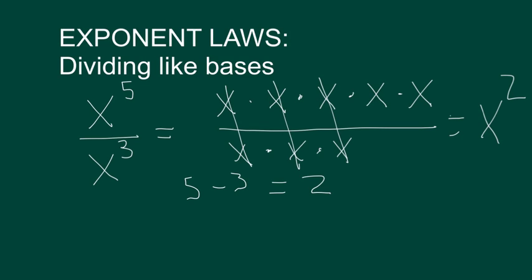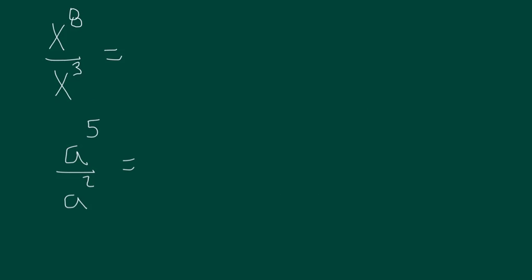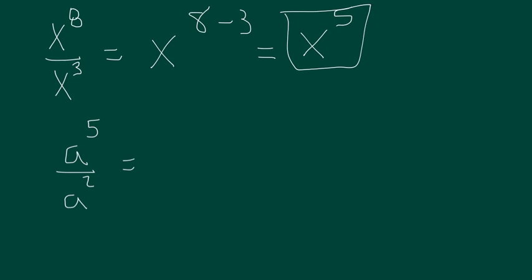Let's take a look at some examples. All right, here we have x to the 8th over x to the 3rd. Now, I could do that whole x times x times x times x and all that, but that's going to take a lot of time. I don't want to do all that. So instead, I'm going to work with the law that says I can take the exponents and subtract them. X to the 8 minus 3 becomes x to the 5th power, and that is the simplified version of that expression.